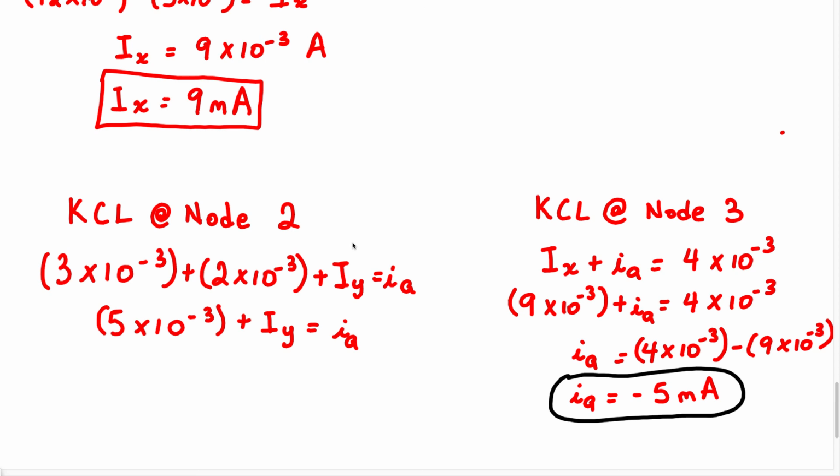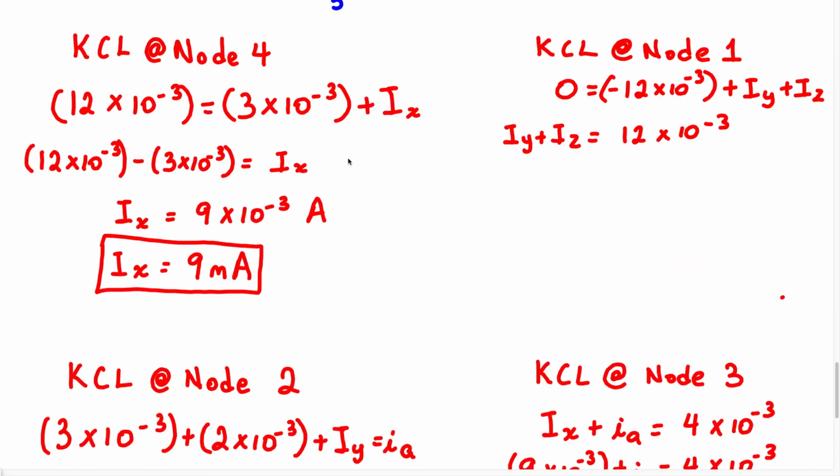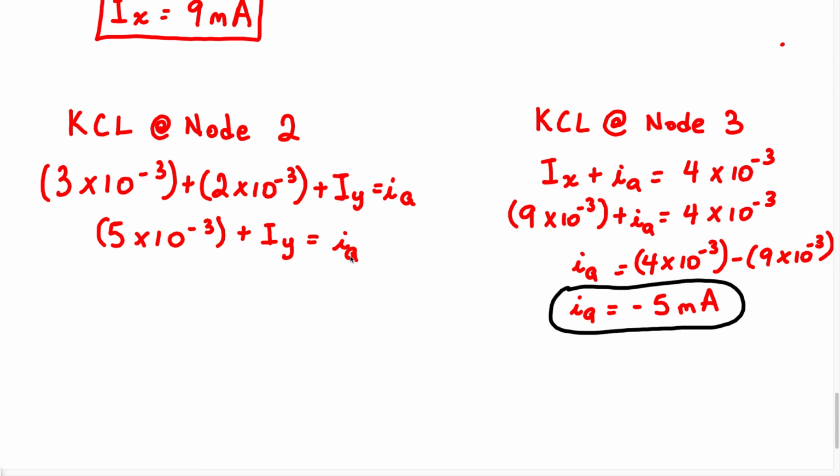Now when we look back at our KCL equation for node 2, which is this node, we have a relationship between IA and IY. So because we found IA, we can now plug in the value of IA and find IY. Therefore, I'm just going to plug in negative 5 milliamps into this equation. So now I'm going to write this as 5 times 10 to the minus 3 plus IY, which we know equals IA, and that's going to be negative 5 times 10 to the minus 3, right?